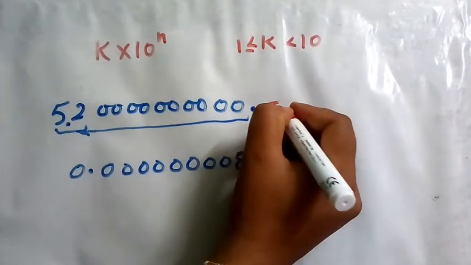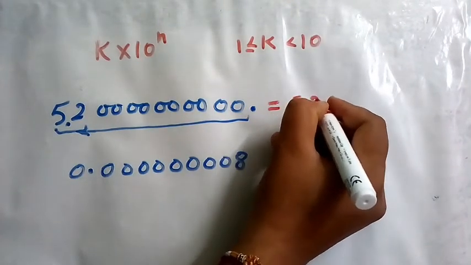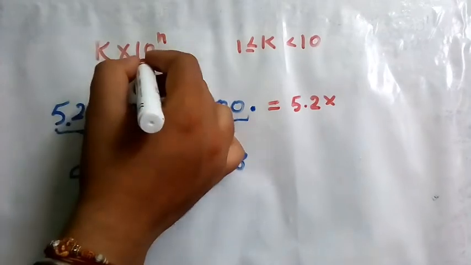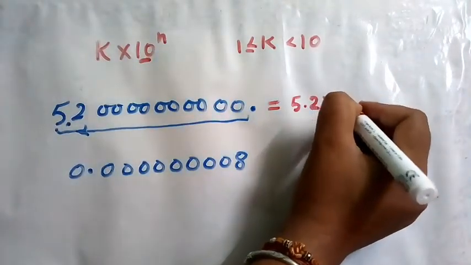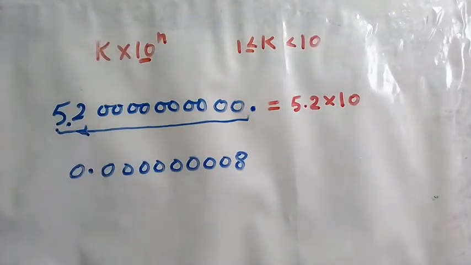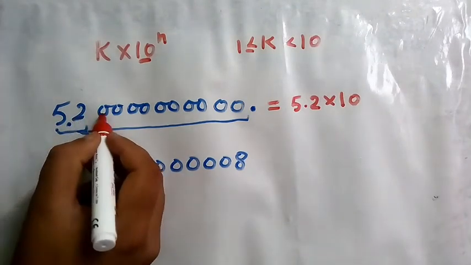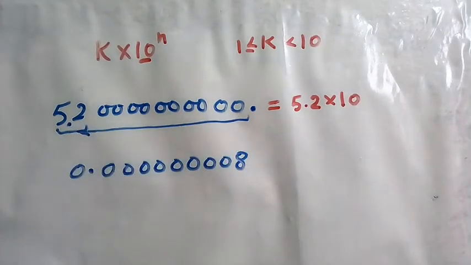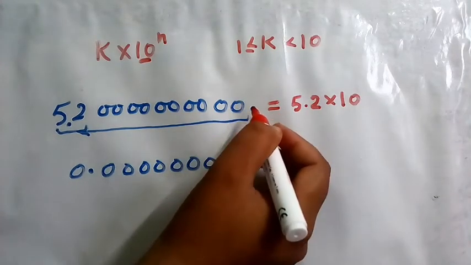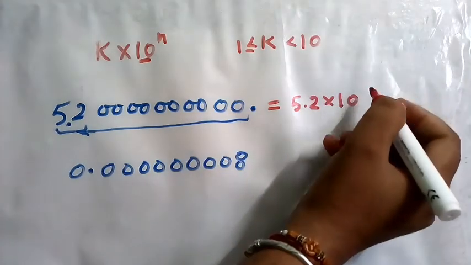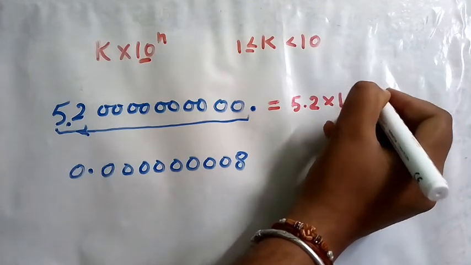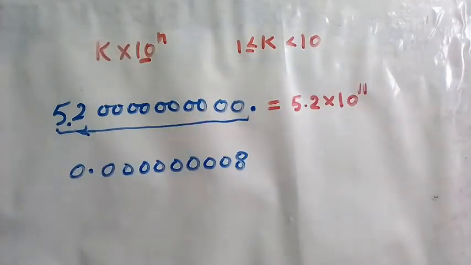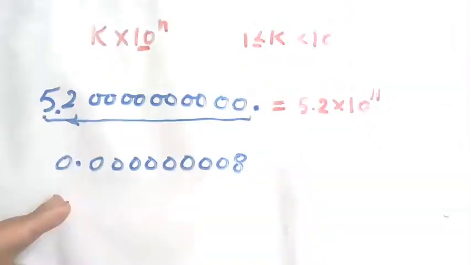Let us represent it. This will be 5.2 multiplied by 10 raised to power n, as we have in the formula. Now what will be the power? See how many digits are there after the new decimal. You can count, there are 11 digits. So the power of 10 will be 11. Remember, it is positive because the number is very large. If the number is very small, it will be the opposite.